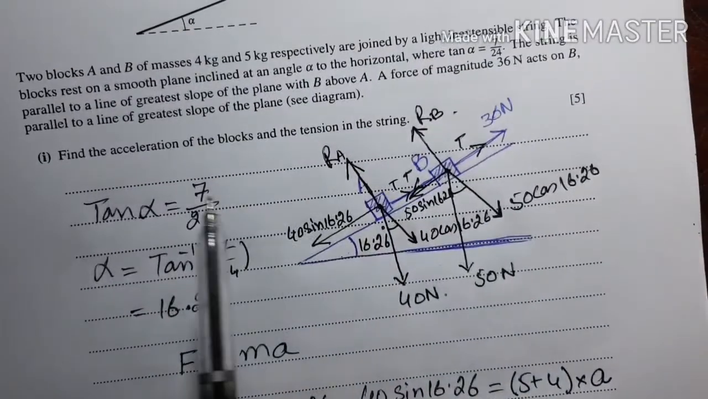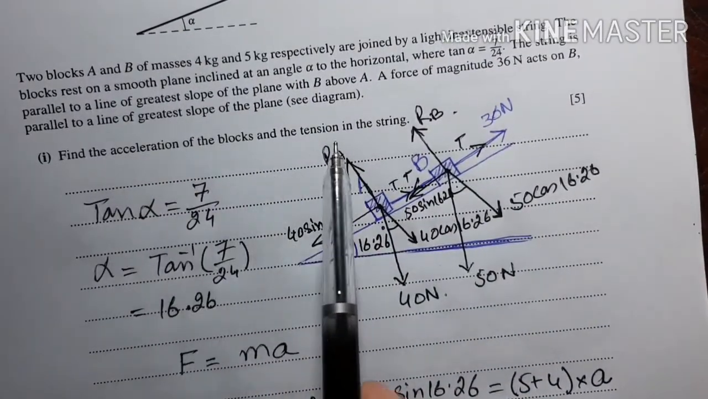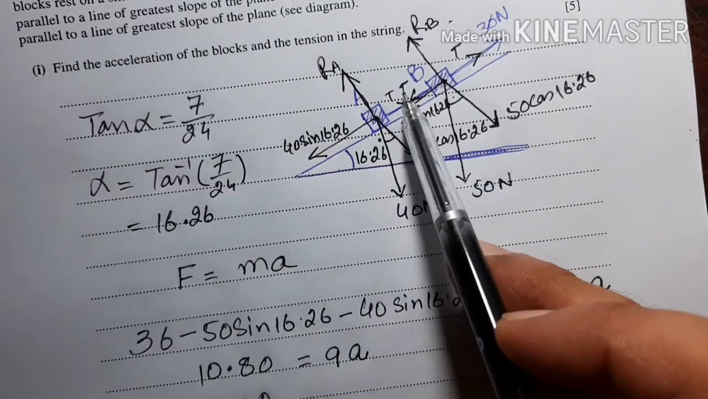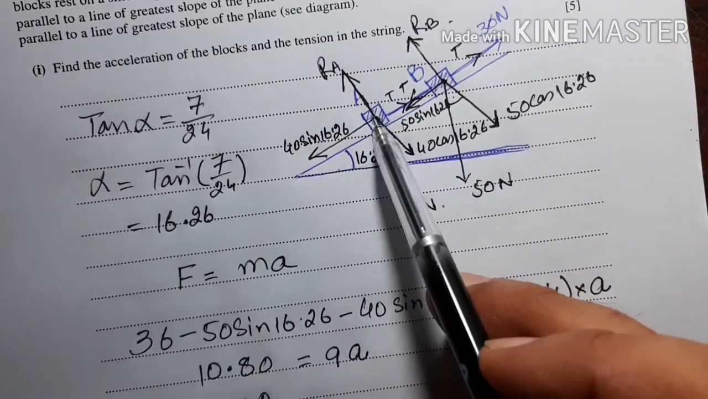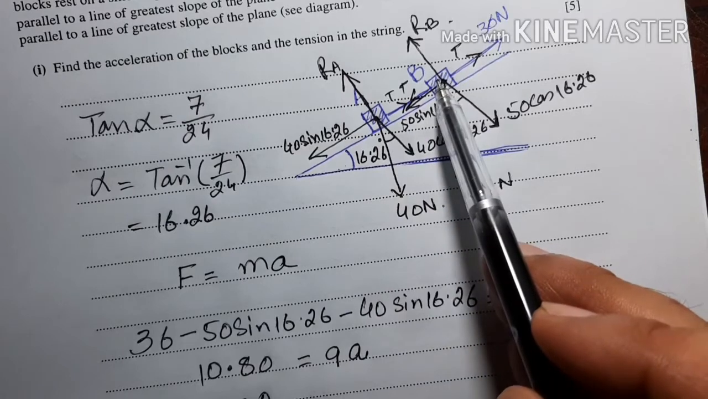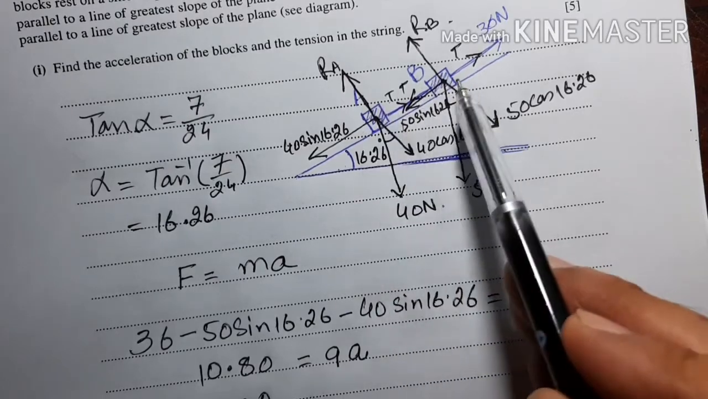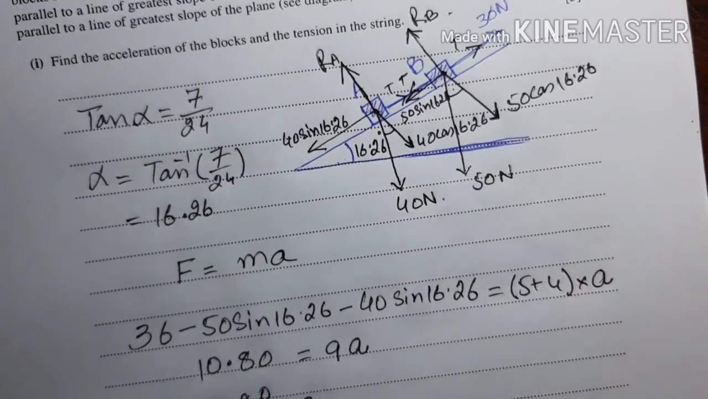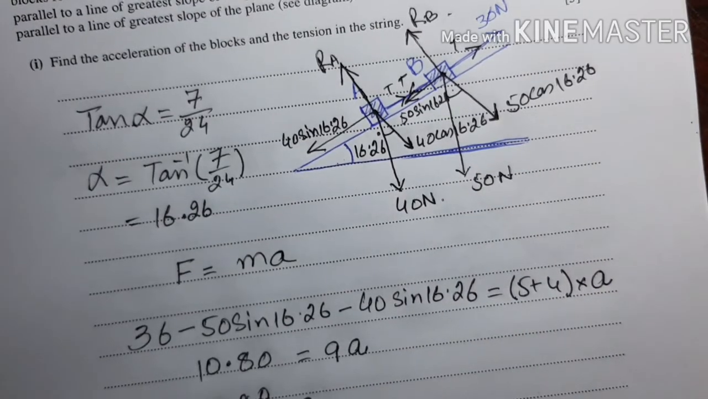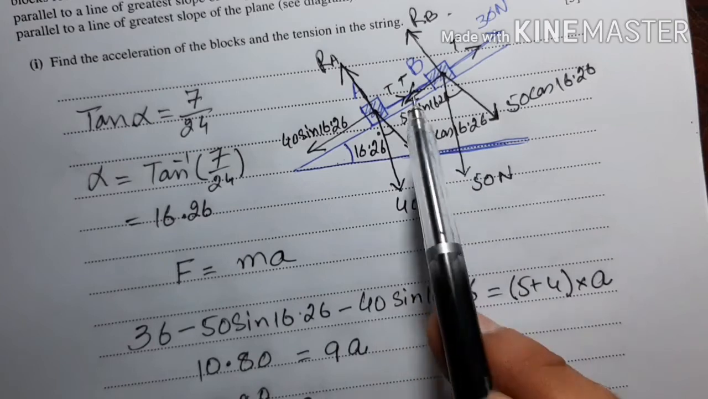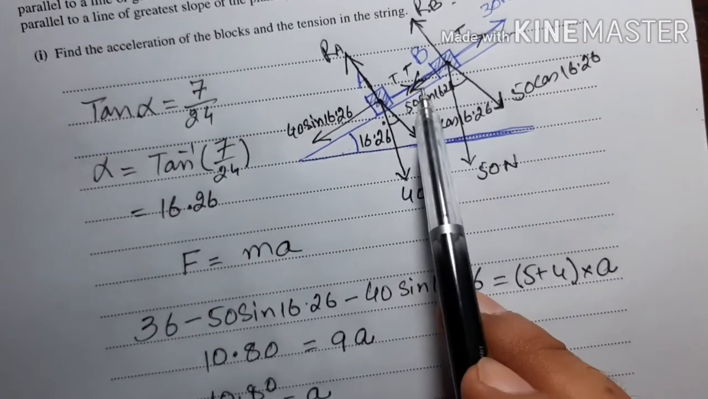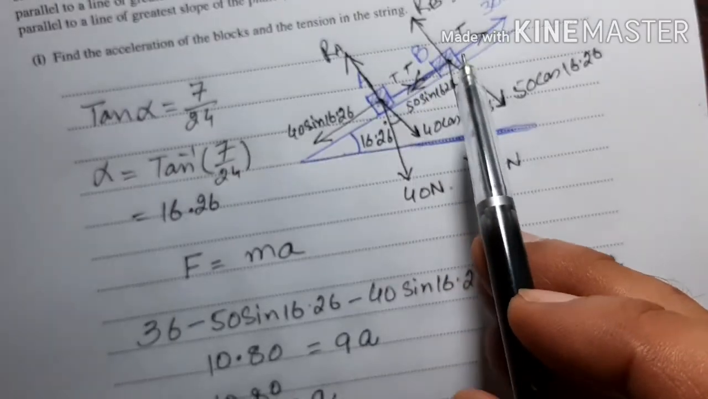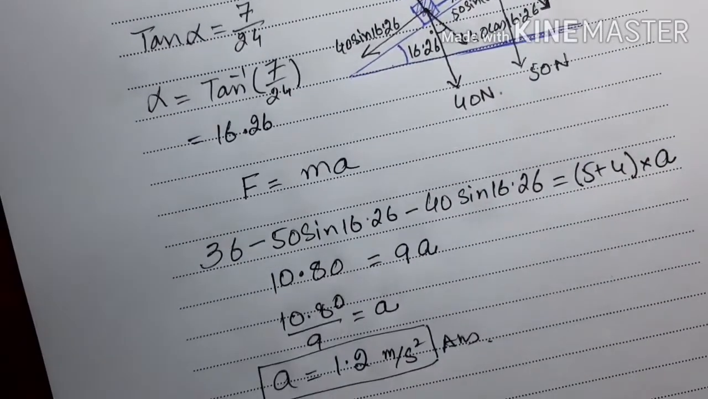Now I need to find the tension as well. For tension, I can use any system: block A, or block B, or both, because the tension throughout the string is the same. So I'll use the block A system for tension T.